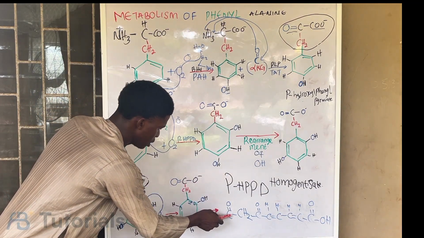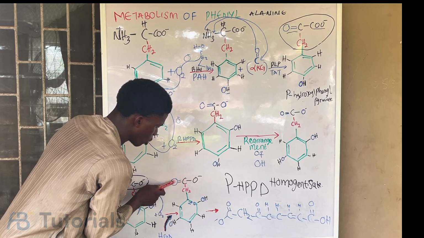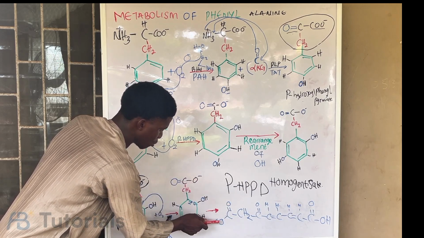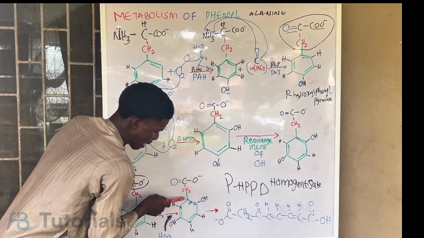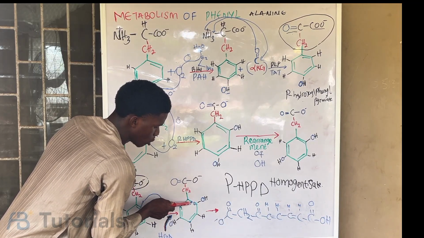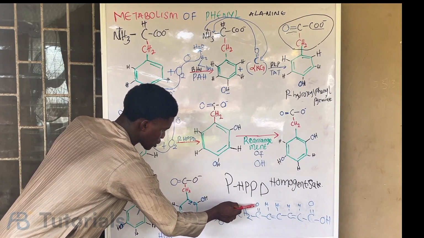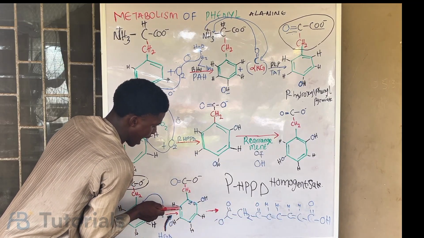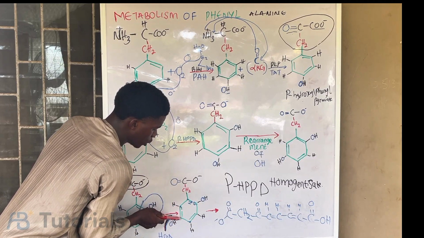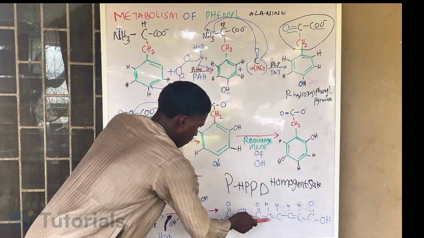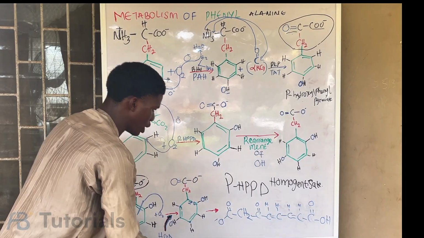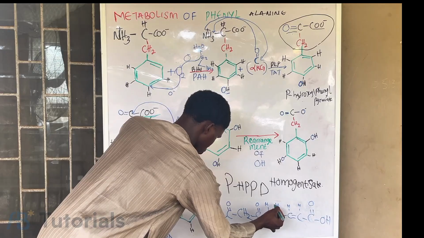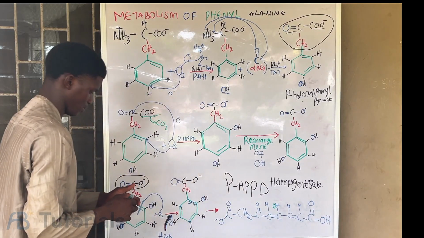COO, C double bond O minus. So this is it. CH2, this carbon here, double bond oxygen, carbon, double bond oxygen, okay? Carbon, double bond, carbon, double bond, carbon. But this one is having H, this one is having OH. So this one is supposed to be OH, okay?